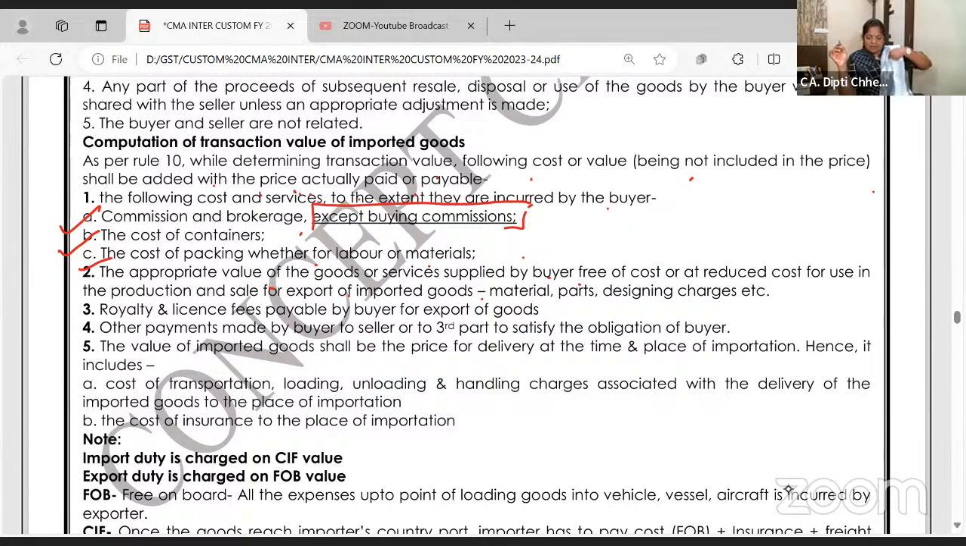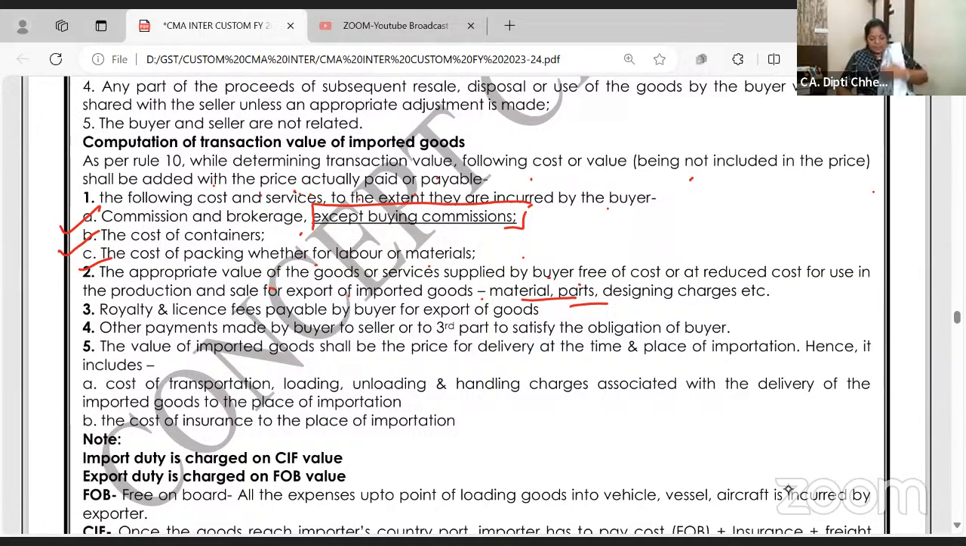As a seller, I am paying designing charges. As a buyer, importer, I am paying the designing charges for the USA exporter or some material or part. It's going to add up in the value of import, no? Import goods value is 500 rupees, but per piece I'll pay designing charges as royalty to one of the exporter's relatives. So will that be added?